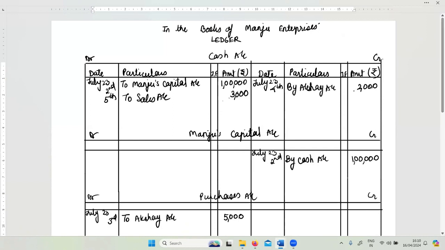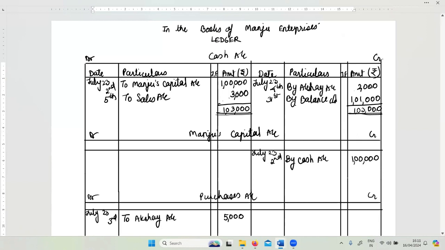Got it? So if I have to balance this particular ledger account, I will have to show it on 31st of July on the credit side by balance carried down, 1 lakh 1,000. Close the account by drawing these double lines and taking the total 1 lakh 3,000 on this side and 1 lakh 3,000 on the other side also.